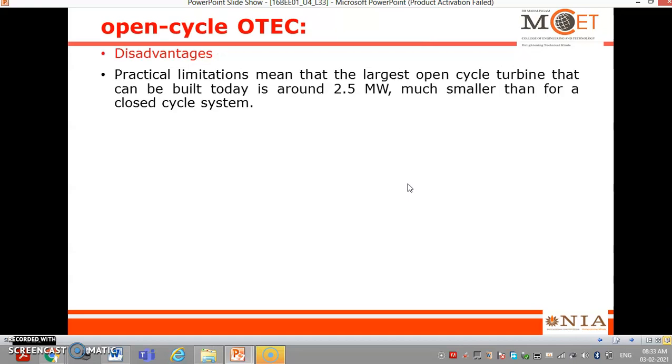Disadvantages of open cycle ocean thermal energy conversion system. Practical limitations mean that the largest open cycle turbine that can be built today is around 2.5 megawatt, much smaller than for a closed cycle system.